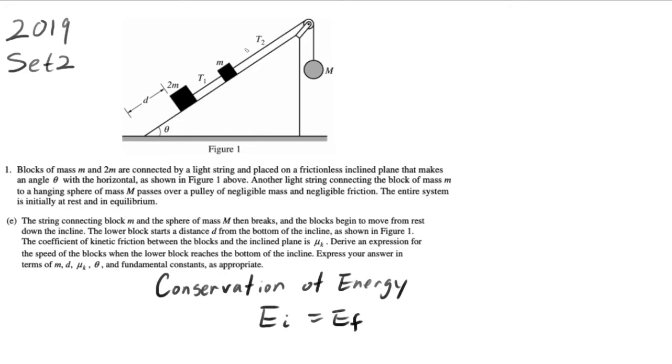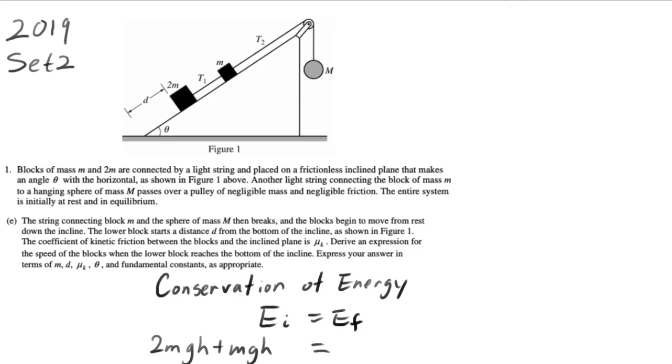So initially the blocks are at rest, so their initial velocity is 0, which means that they have no initial kinetic energy. But they are at a height, so they have potential energy. So we're just going to say that they are both at some height h. So their initial potential energy is going to be 2mgh plus mgh, and they don't have any other energy.